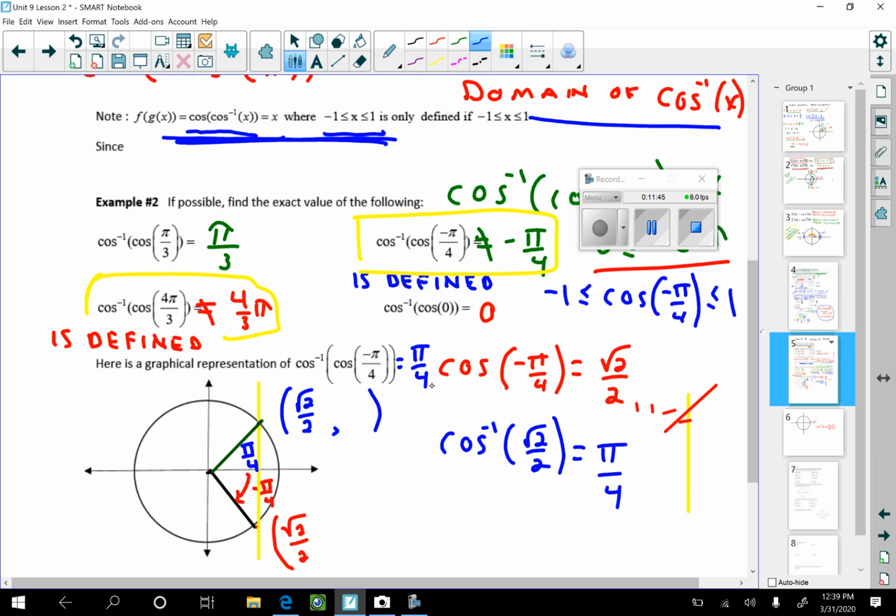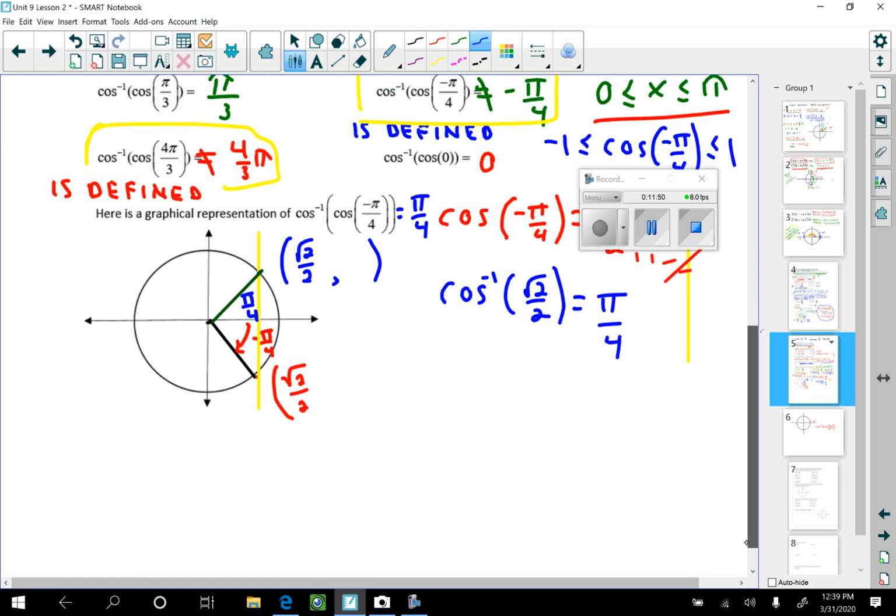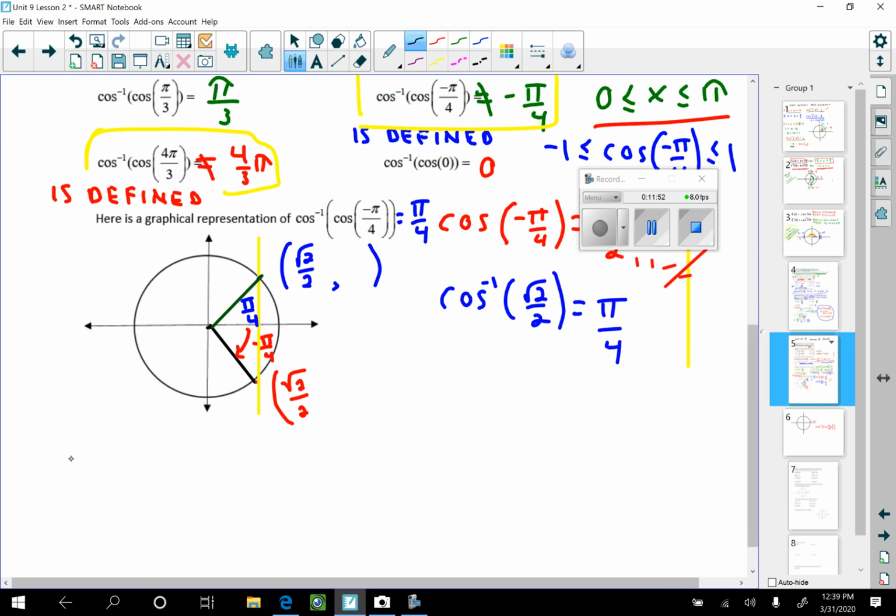So let's, on the same sketch here, do this one right here. On this same unit circle, I think we have enough space to do this one, because you're going to be asked to do some graphical representations of what this means. First of all, I do know this thing is defined, but it does not equal 4/3 pi, because 4/3 pi is not in this range from 0 to pi.